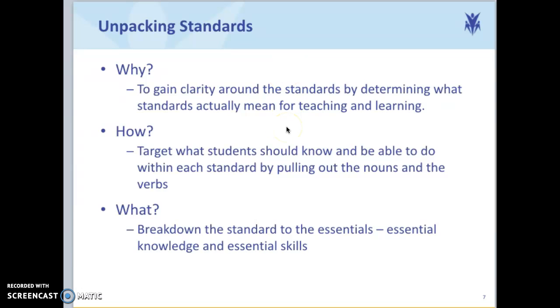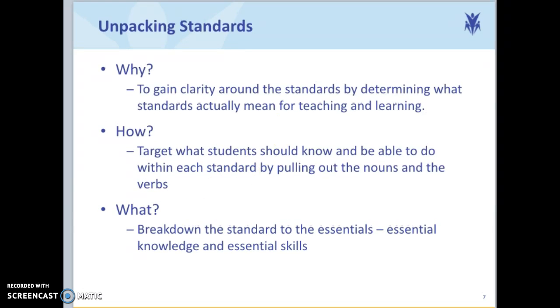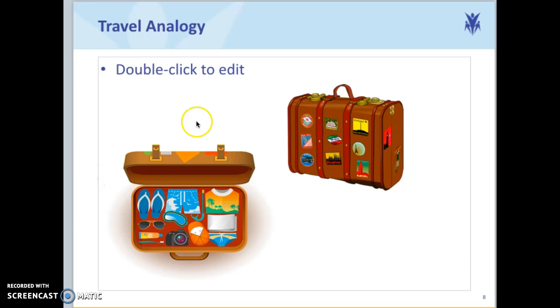So why do we unpack standards? Well, it's really going to help us be clear about what we are teaching because these standards are so confusing at times. There's so much language in them. So we're really taking them apart and really being able to see those nouns and the verbs so that we can understand what we are teaching and what those essential skills are really about. So we could do a travel analogy where we're unpacking things, and when we unpack our suitcases, we're taking everything out, we're taking it apart.